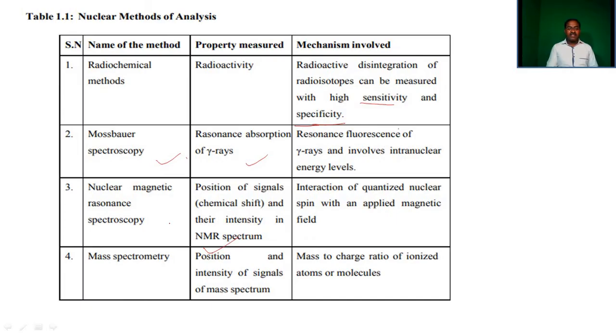In nuclear magnetic resonance spectroscopy, the positions of signals, meaning chemical shift, and their intensity in the NMR spectrum are measured. It involves the interaction of quantized nuclear spins with an applied magnetic field. In mass spectroscopy, the position and intensity of signals in the mass spectrum are measured, that is the mass to charge ratio of ionized atoms or molecules.